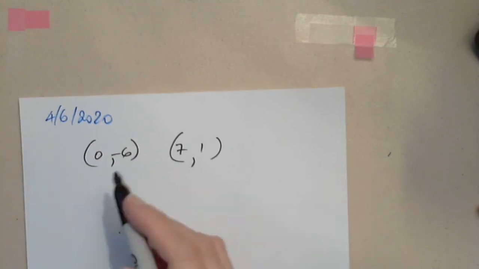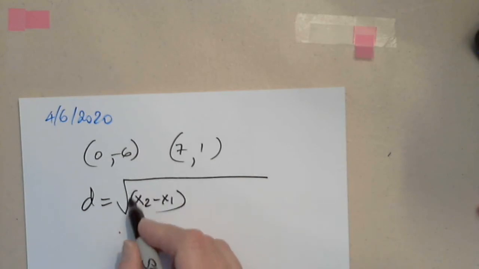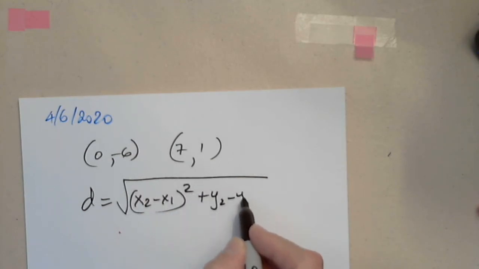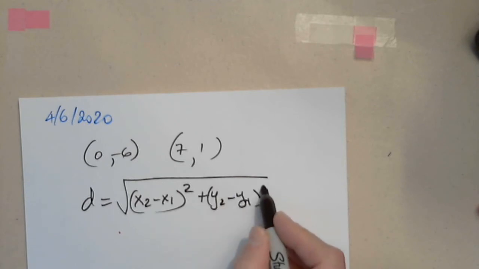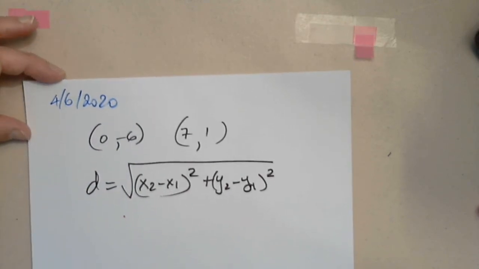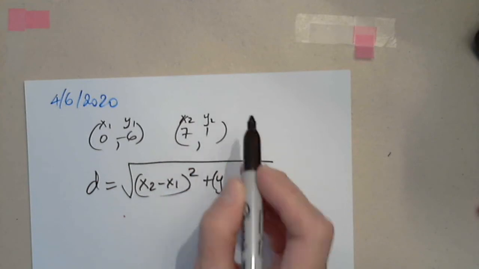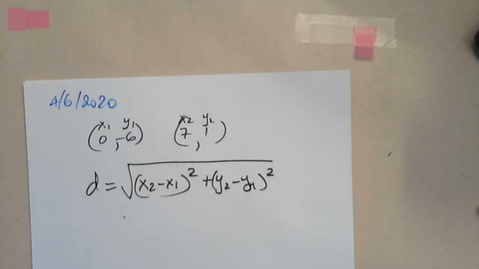So here's what I recommend. First of all, write the definition. So write the square root of x2 minus x1 squared plus y2 minus y1 squared. Remember, you cannot simplify it in any way, shape, or form. The next step I recommend is to label x1, y1, x2, y2, so you don't make an error.